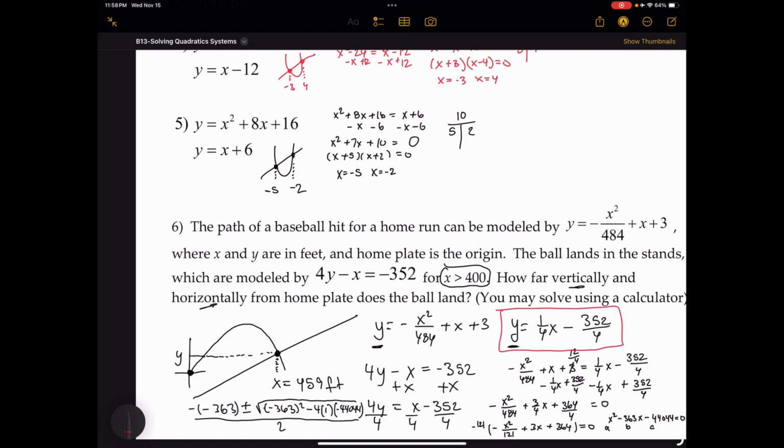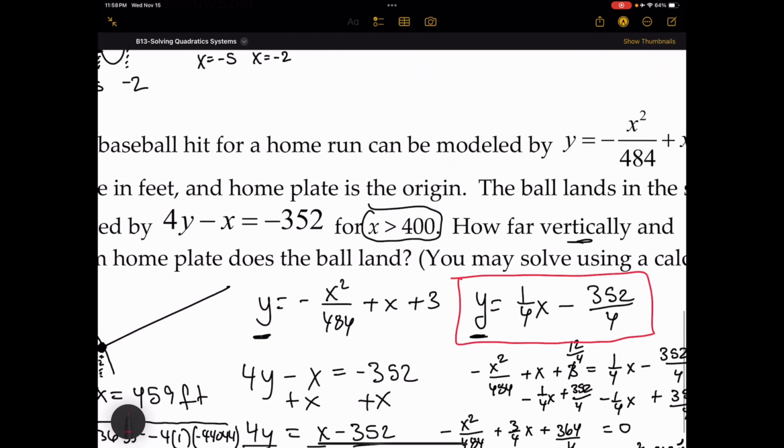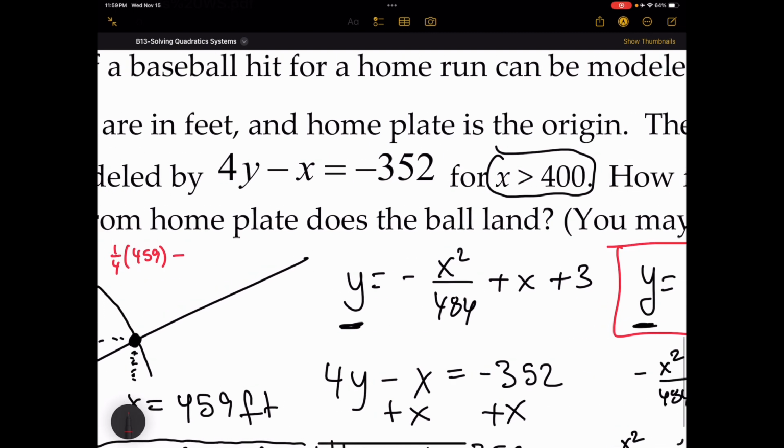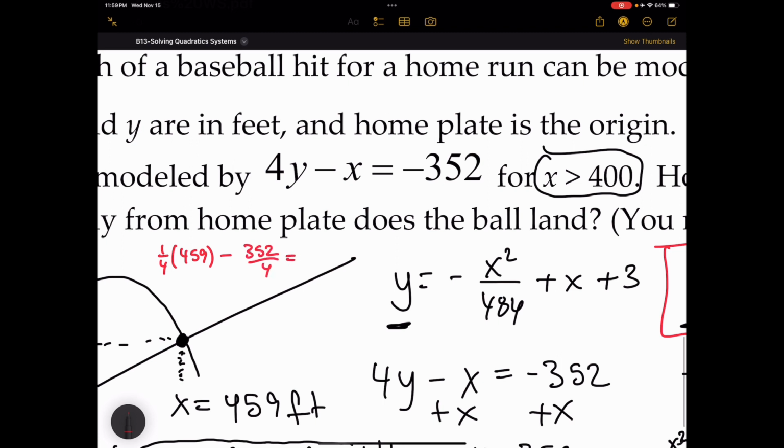So I'm running out of room. So let's do 1/4 negative 352. All right. 1/4 times 459 minus 352 over 4. What does this equal? 26 3/4, or 0.75 rather. So the solution: 459 feet from home plate and 26.75 feet above.